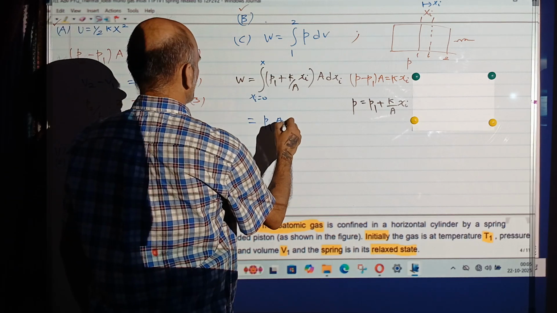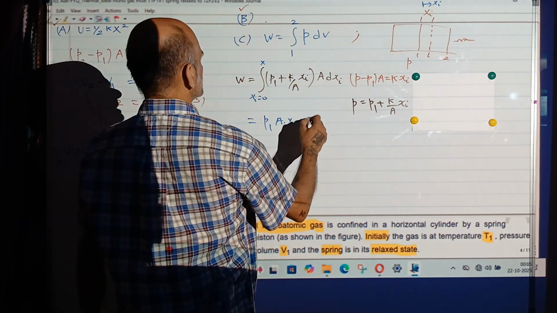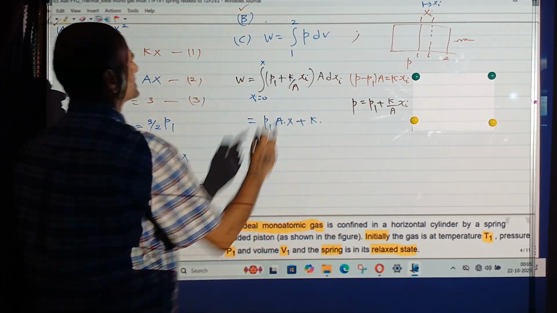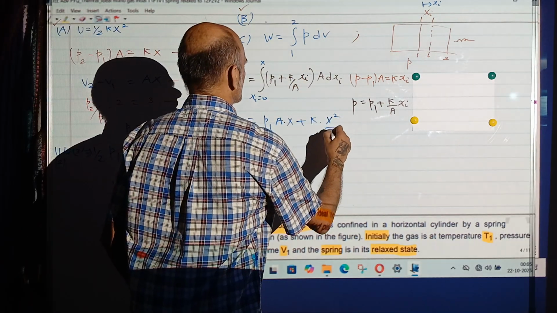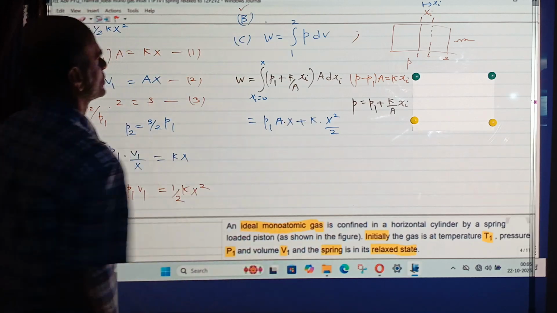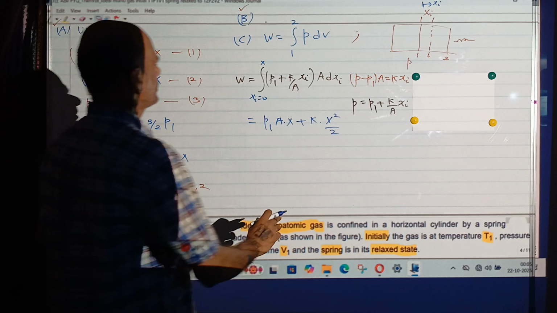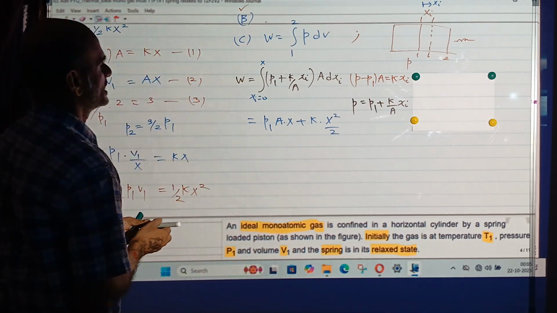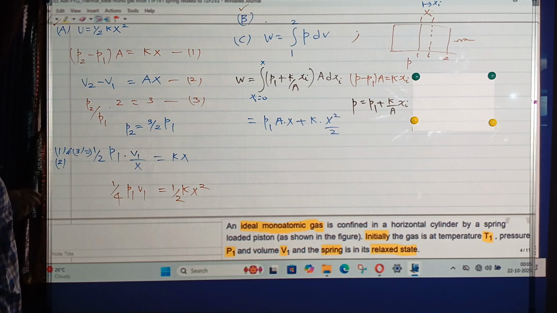So this will give me X, plus A and A will cancel. So K xi square by 2 between the limits will become X square by 2. So it's half K X square, energy stored in the spring. Okay, and this P1 AX. Okay, so this is written for option A.